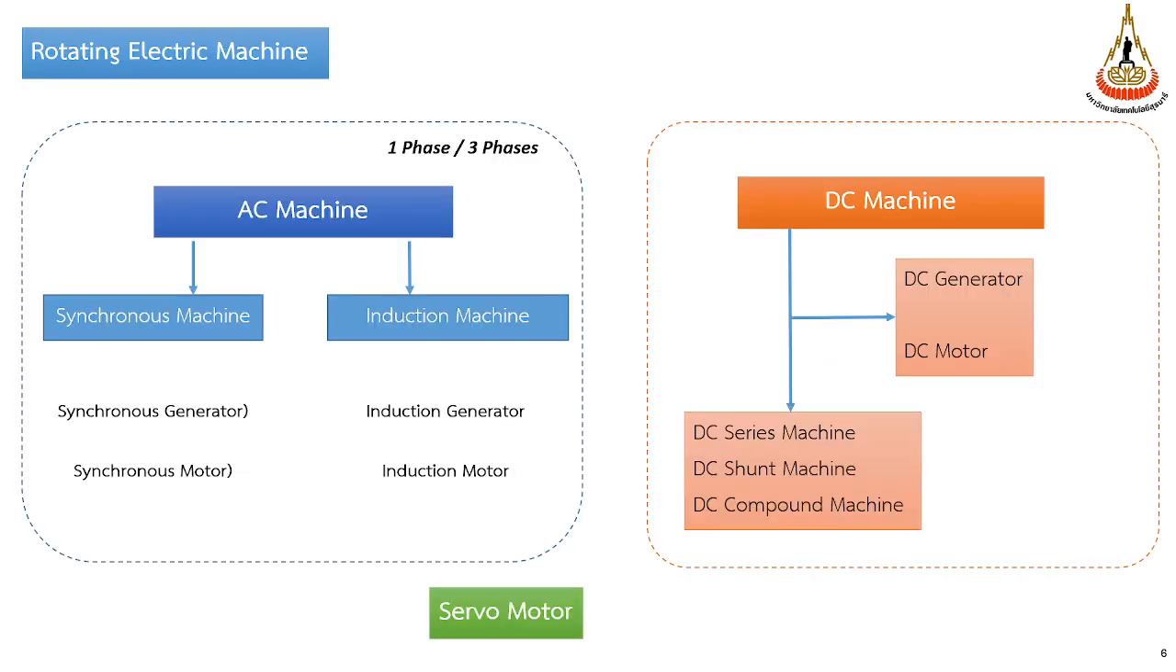So for AC machine, we have two types of machine, which is the synchronous machine. What is a synchronous machine? We will have some idea after I talk. And the induction machine is here. We can use it for both generator and motor. And for DC machine, we can use it for both DC generator and motor, or we can categorize into series machine, DC series generator, DC series motor, DC shunt machine, and DC compound machine. Okay, this is the DC compound machine.